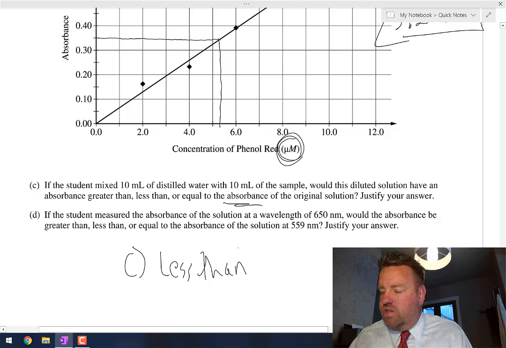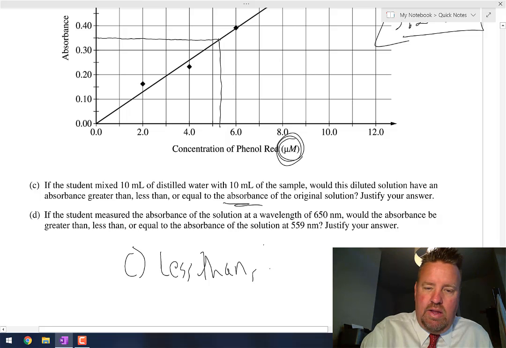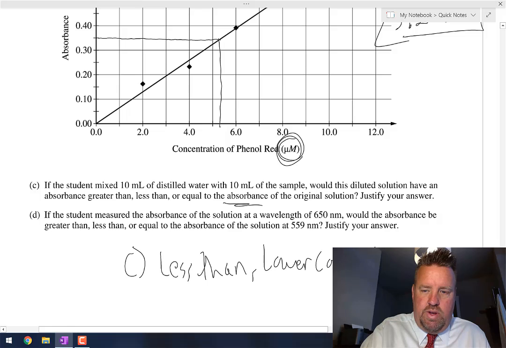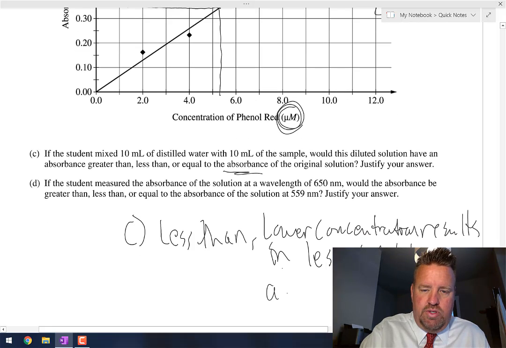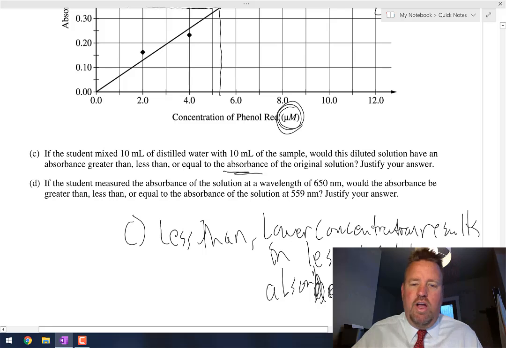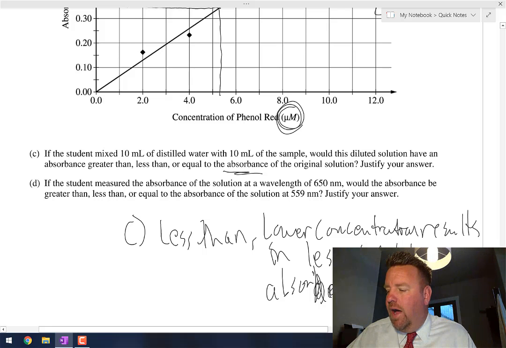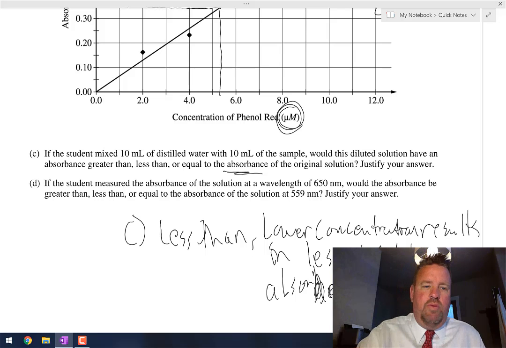Okay, and then to justify your answer, I said the lower concentration results in less light being absorbed, okay? And that's all you'd have to say there. Okay, 1-point response there.